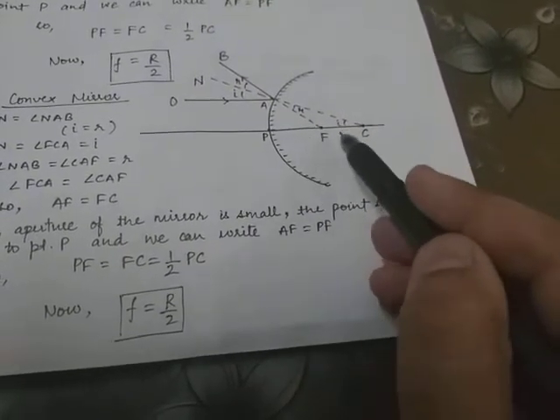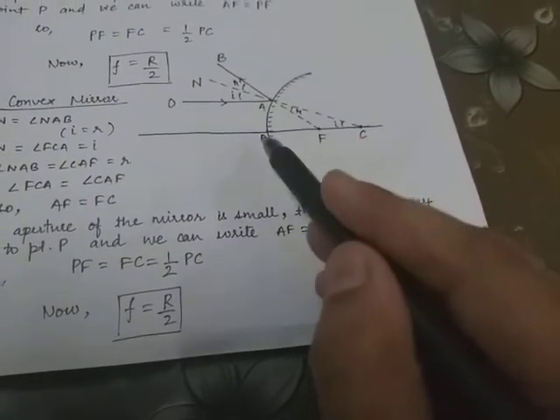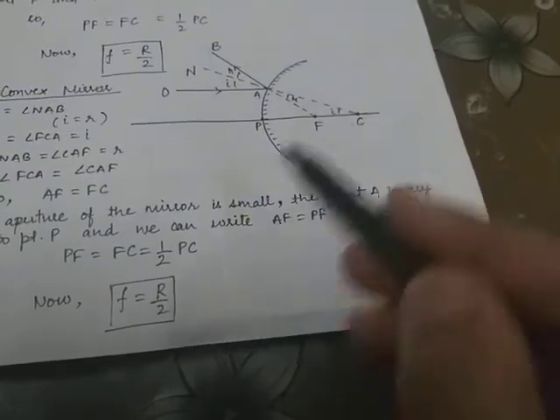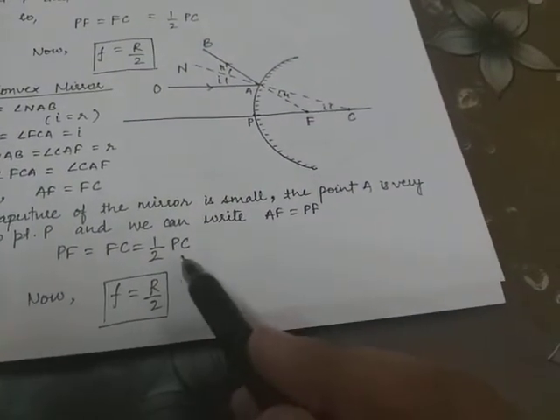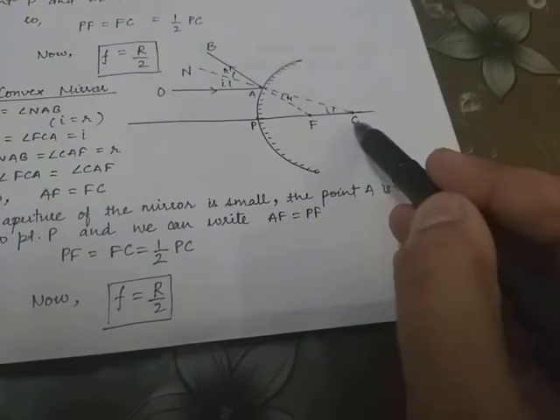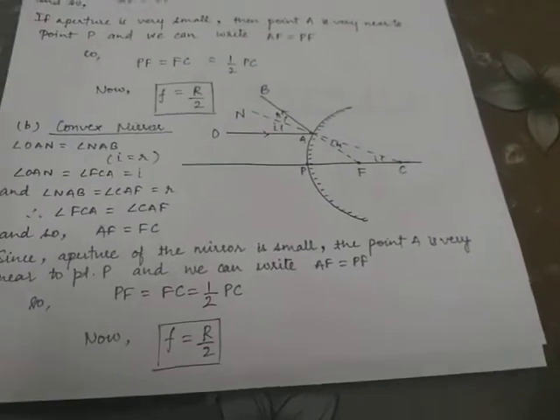These are two parts of a line and they are equal. It means one part is half of the whole distance. Means PF is half of PC. PF is focal length and PC is radius of curvature. So F is equal to R by 2. Same derivation for convex mirror.